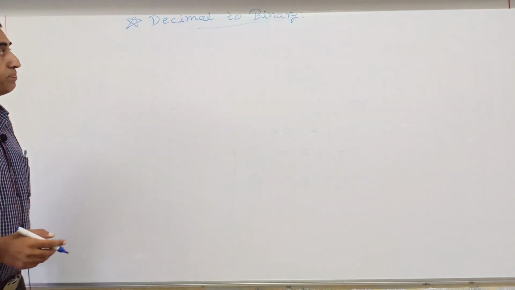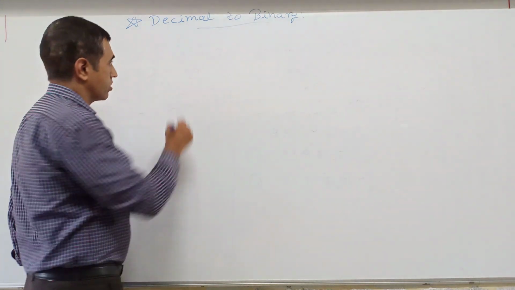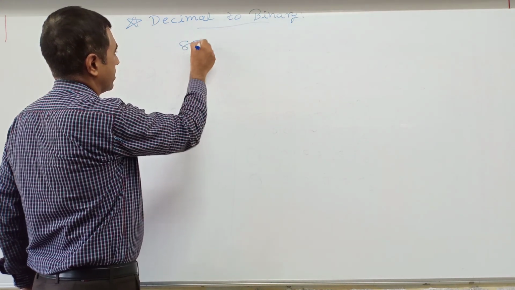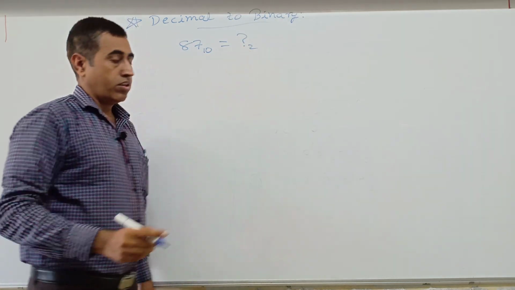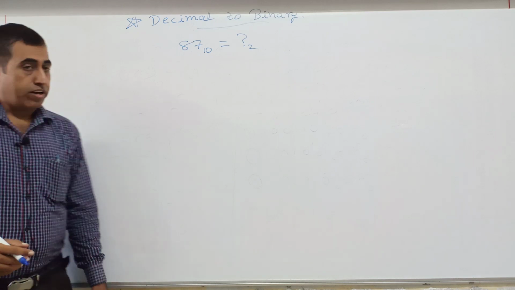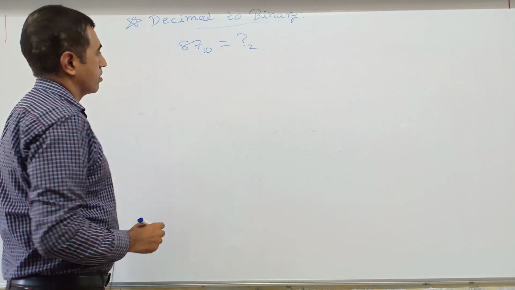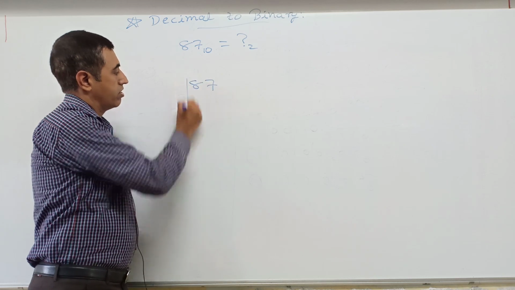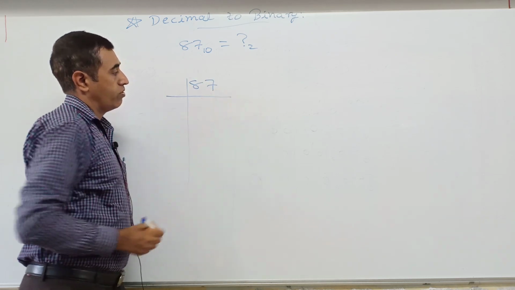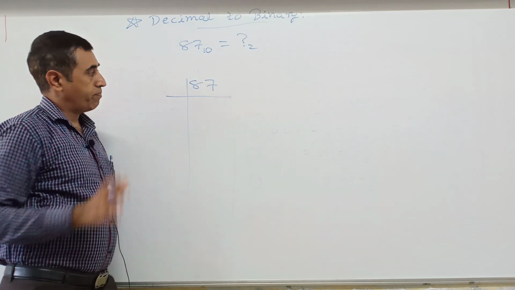Decimal to binary. Suppose the number is 87 and we have to convert it into binary form. Whatever number is given, we have to divide it by 2 every time.